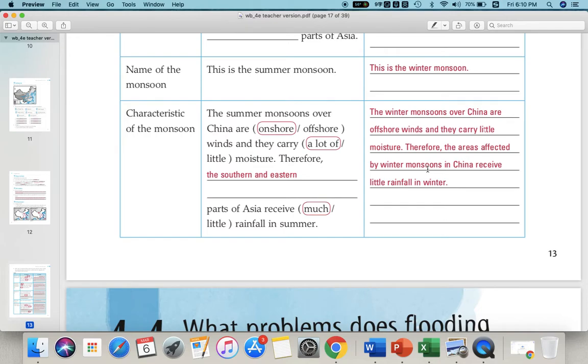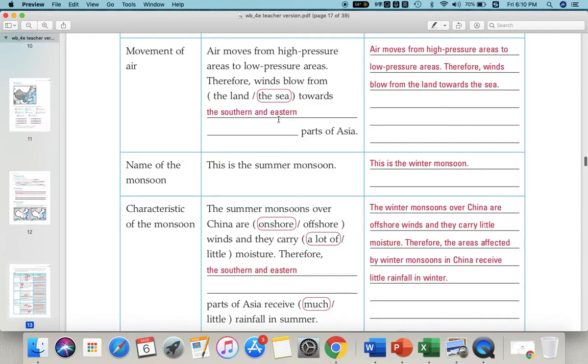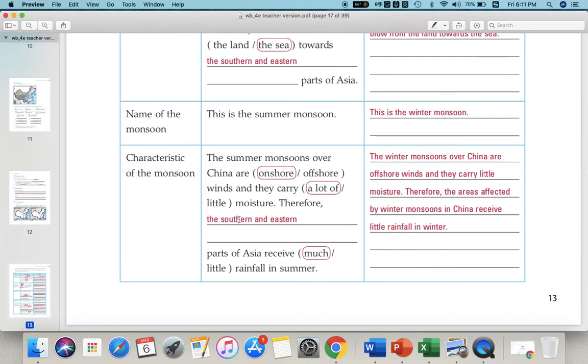While for the characteristics of the monsoon, it is one of the factors affecting the temperature and the rainfall in Hong Kong as well. So in the summer monsoon over China, onshore winds will carry a lot of moisture because the wind is blowing from the sea. This is what we call the onshore winds, and because it is from the sea, it will bring a lot of moisture. Therefore, the southern and eastern parts of Asia will receive much rainfall in summer.